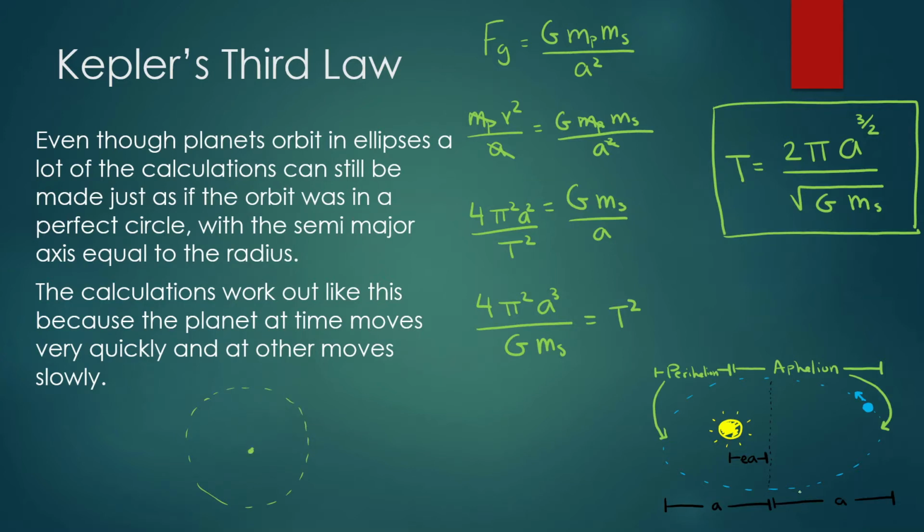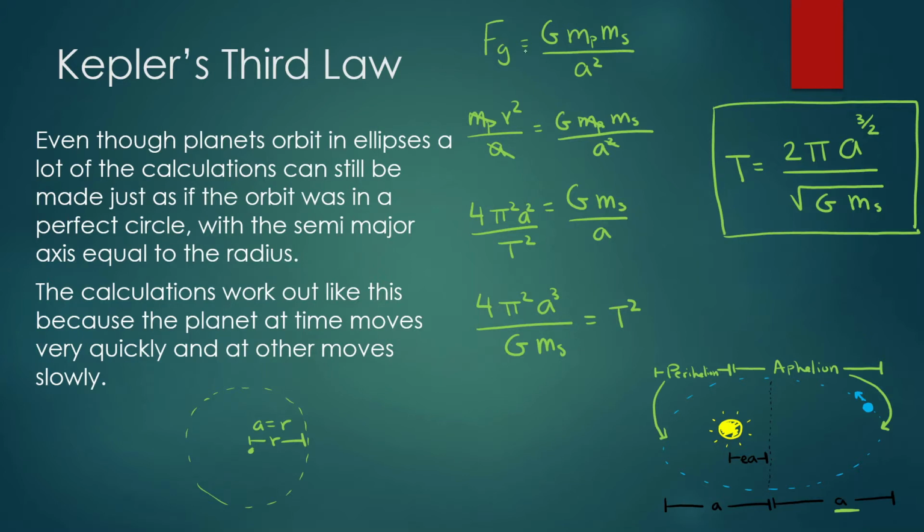So what we're going to do is treat this semi-major axis A as the radius. And because the speed varies, it pretty much just equals out as if it was moving in a perfect circle where the A equals the radius. And that's how we get this equation here.